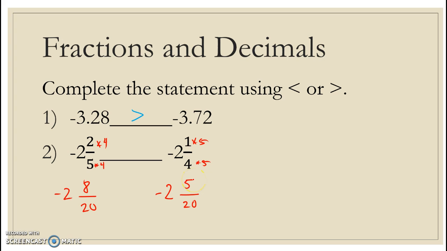So once we have those with a common denominator, then I can picture which one would be farther away from 0. So again, the one that's farther away from 0 when they are both negative is the one that has a smaller value. So negative 2 and 8/20 is a little bit farther away than negative 2 and 5/20. So negative 2 and 2/5 is actually smaller than negative 2 and 1/4.